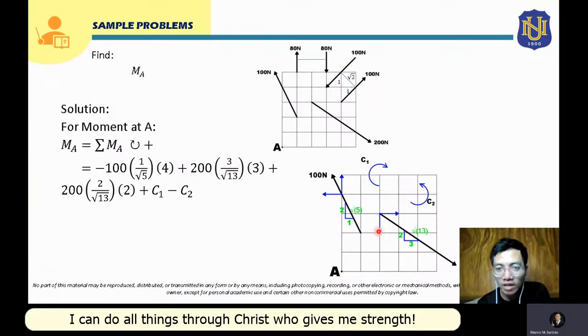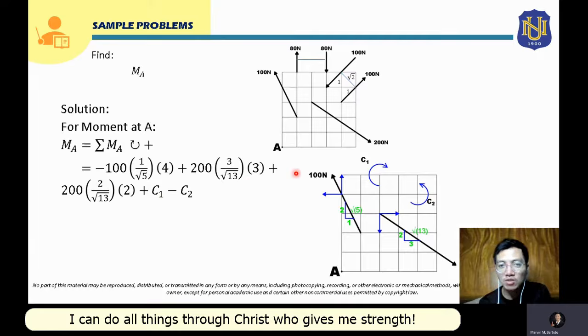Now, for the vertical component, it will just be 200 times the side in the slope triangle that is parallel to that component, that is 2. So that will be 2 over square root of 13, and its moment arm about point A will be 1, 2. So its rotation will be clockwise. That's why it will be positive here.